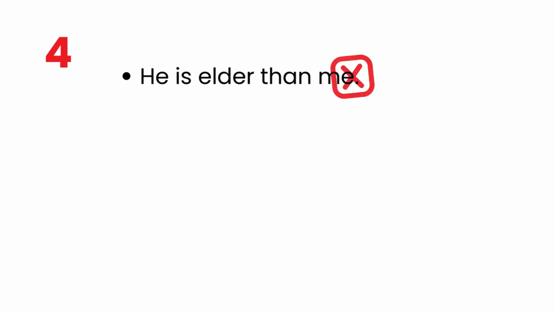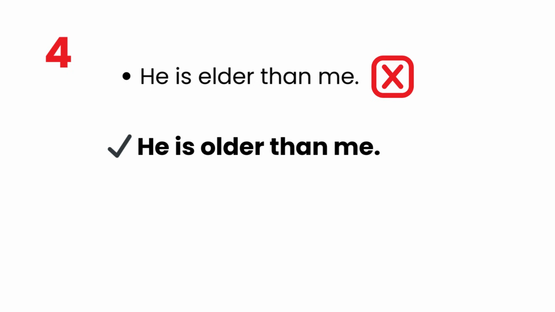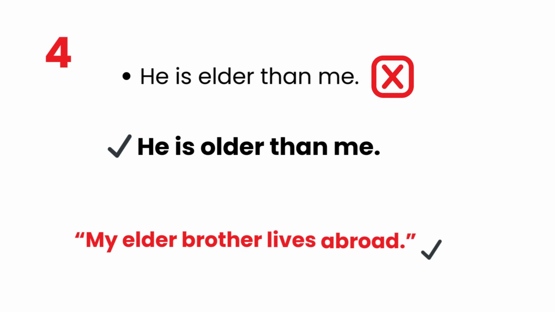Number 4. He is elder than me. Wrong. In English, we usually say older, not elder. Except elder brother, elder sister. Look at this sentence. He is elder than me, which is wrong. He is older than me, which is correct. My elder brother lives abroad. This is correct.